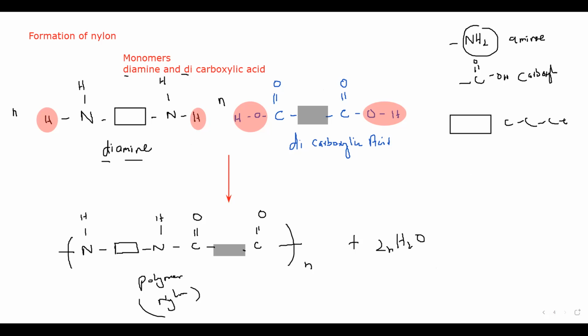And the bond here, C double bonded with O and then N, what is the name of this bond? This bond is known as amide or peptide linkage.